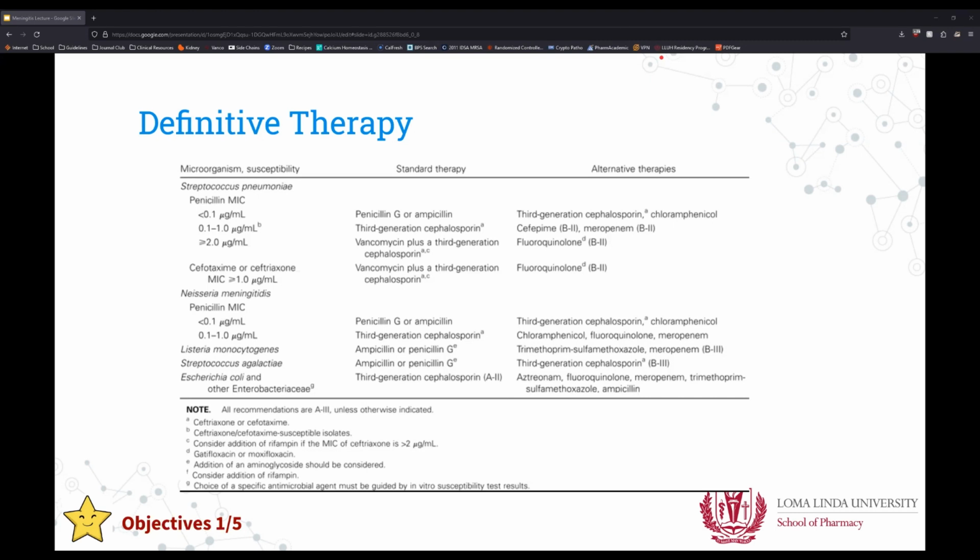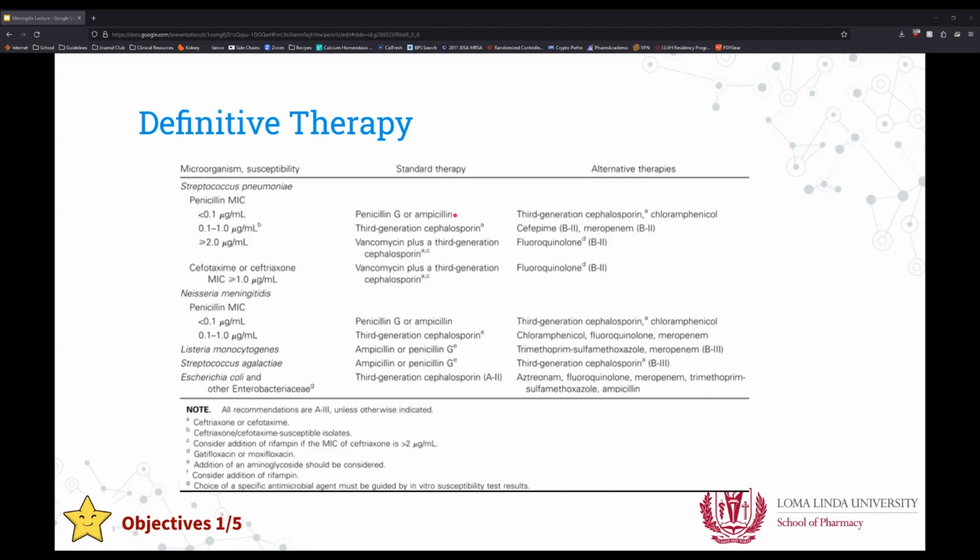Okay. So for our specific organisms that grow, it's going to list out MICs. So a penicillin MIC of less than 0.1 is going to help us know that we can confidently treat with either penicillin G or ampicillin. And I'll focus on specific antibiotics throughout these lists and highlight specific tidbits that I want you to know for each one.